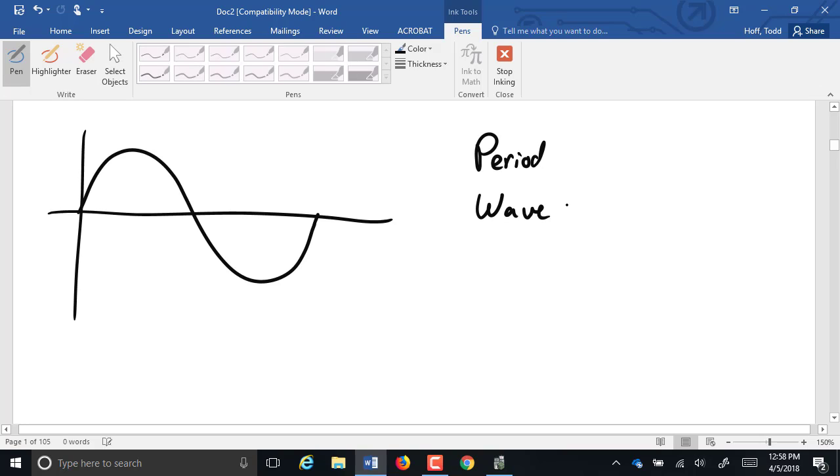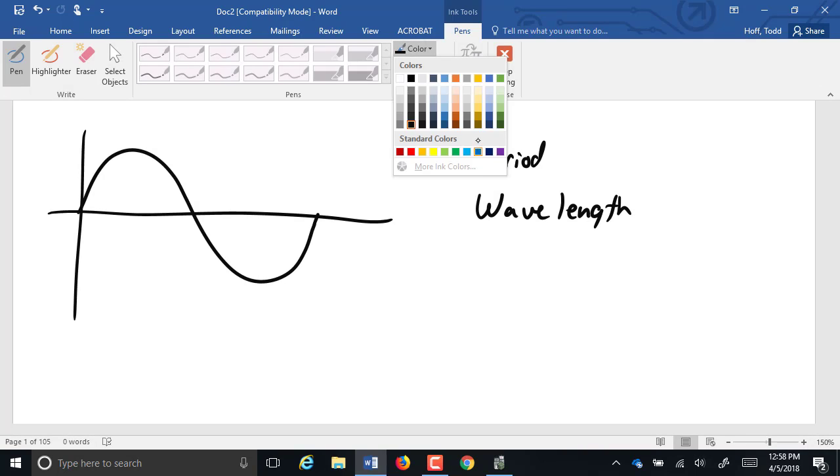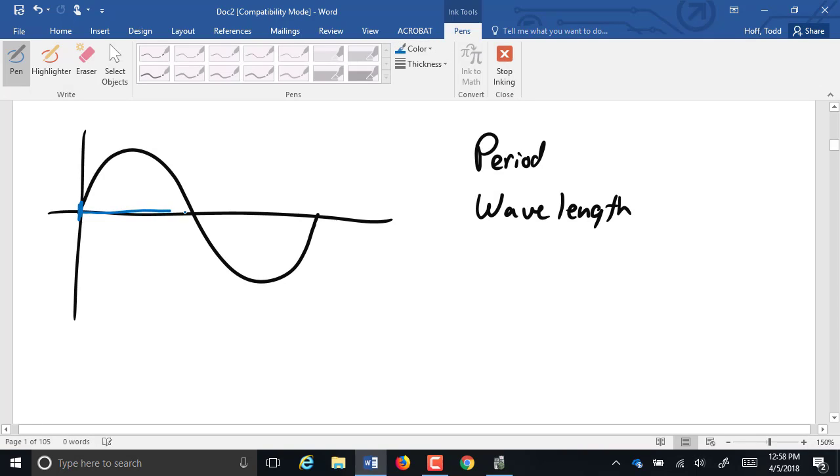Now we've talked about a wavelength already, and the wavelength is just going from one spot on one wave to that equivalent spot on the next wave. Usually we take the equilibrium point. That's a wavelength. The period is the time it takes for that wave to travel a full wavelength. So it's the time for one wave.